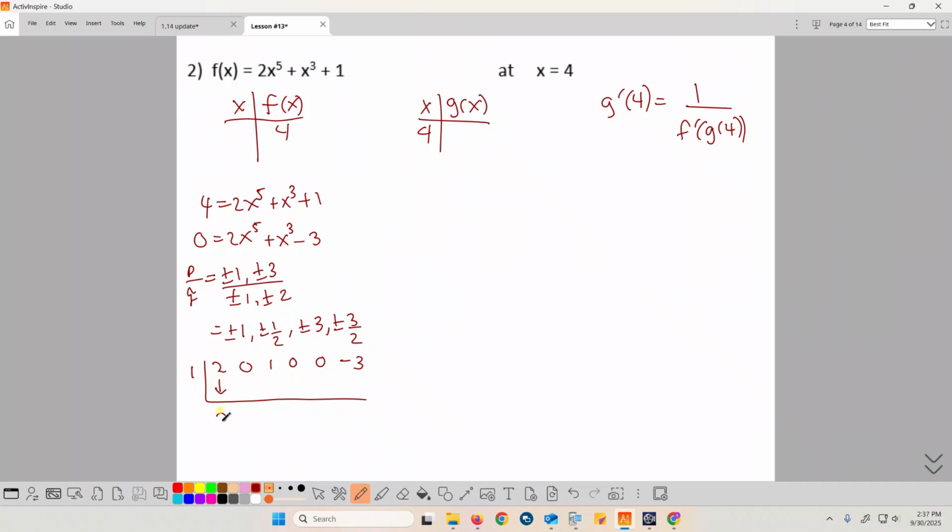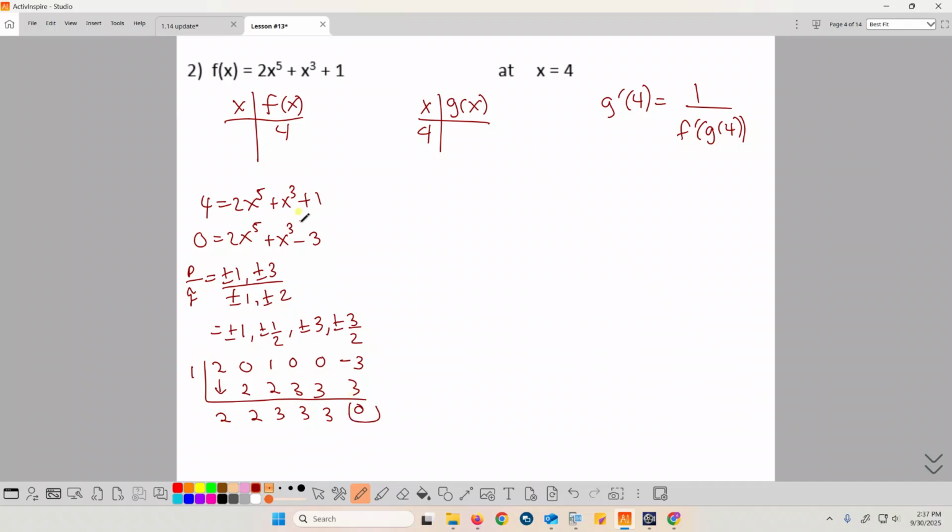All right, so synthetic division. 2 times 1 is 2. 0 plus 2 is 2. 2 times 1 is 2. 1 plus 2 is 3. 3 times 1 is 3. 0 plus 3 is 3. 3 times 1 is 3. 0 plus 3 is 3. 3 times 1 is 3. And there's that remainder 0.